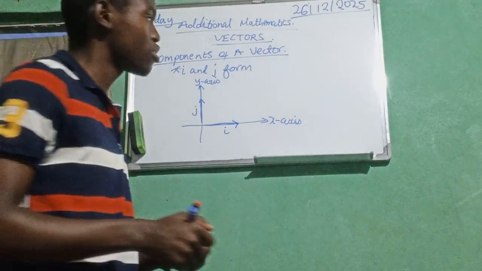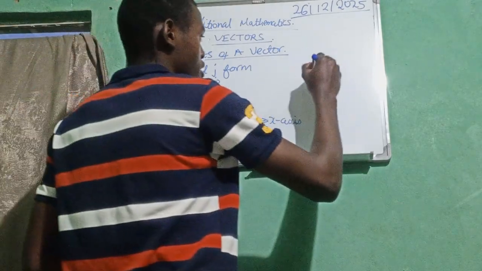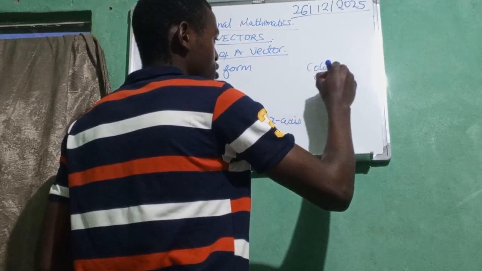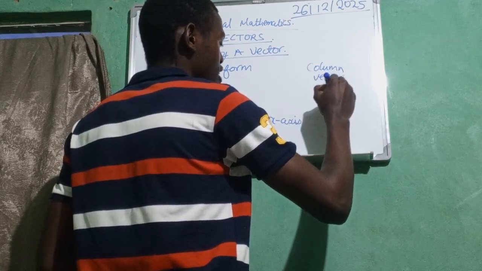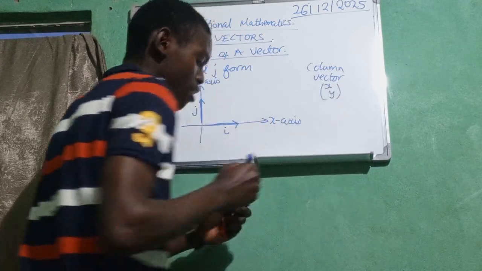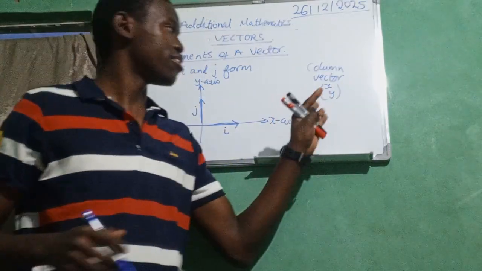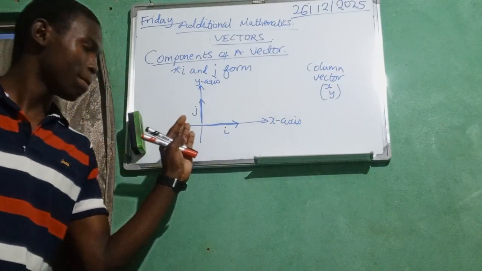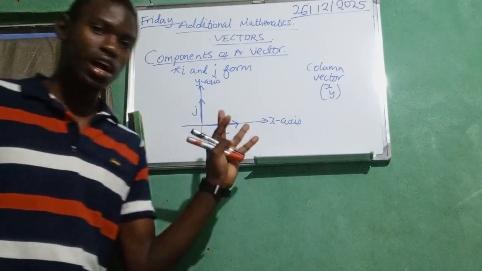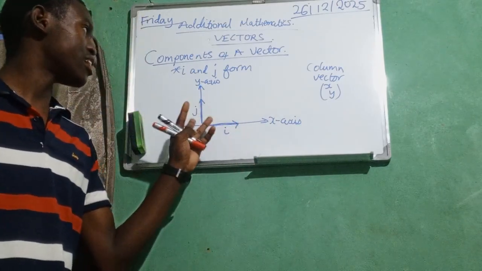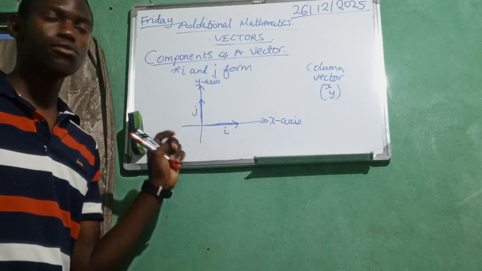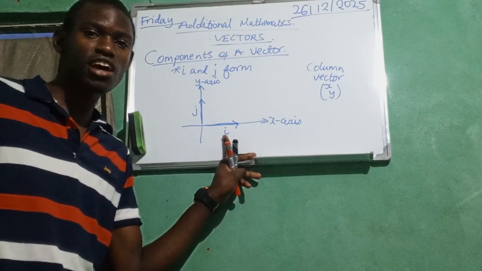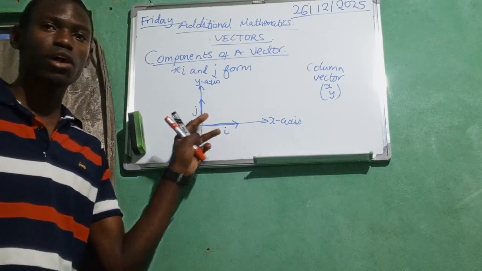So earlier we talked about the column vector. The column vector is a way of representing a vector like this, x, y. This is called the column vector. Now, we can have a column vector and then use the I and J form, where I represents movement in the x-axis and J movement in the y-axis.